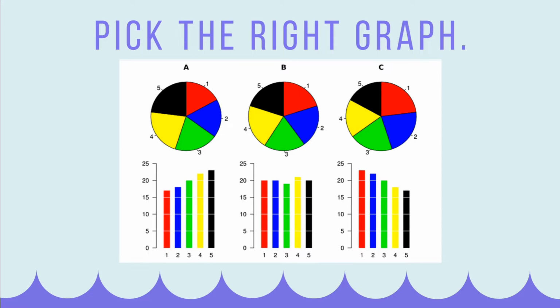First is to pick the right graph. Before you start tweaking design elements, you need to know that your data is displayed in the optimal format. Bar, pie, and line charts all tell different stories about your data. You need to choose the best one to tell the story you want.